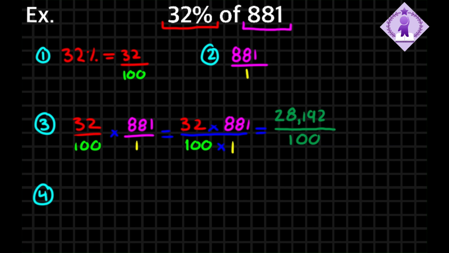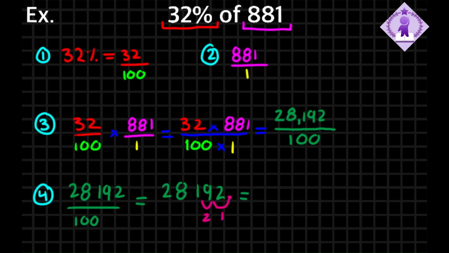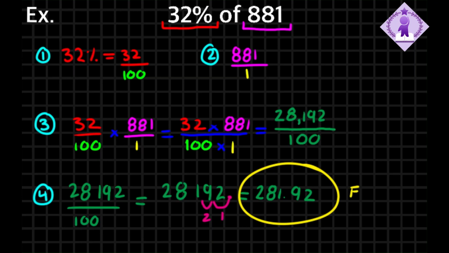Now we divide by 100. Doing this, we simply move the decimal place of the numerator by 2 places to the left. Now we have the final answer that 32% of 881 is 281.92.